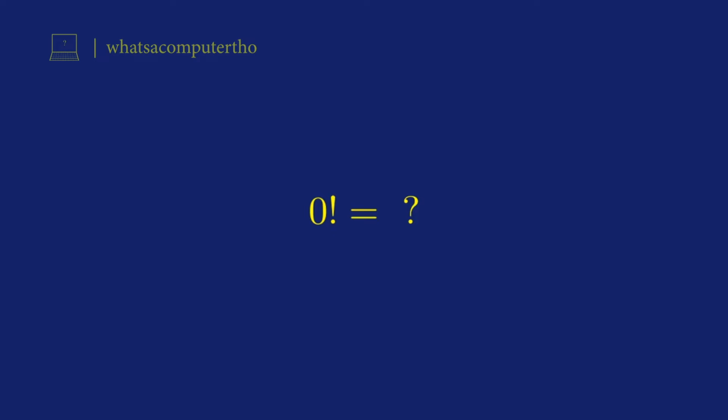Oftentimes in the classroom, professors may default to combinatorial reasoning such as, well, there's only one way to permute nothing, and that is to do nothing. While this may be acceptable combinatorial reasoning, I find it a lot more satisfying to show the result directly. With that said, I came across a pretty neat proof that 0 factorial is equal to 1, and so I figured I would share it with you all.